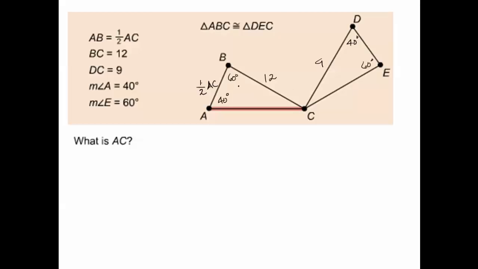So the side opposite the 60, see how DC is opposite E, and it's going to be 9. So AC is opposite angle B, so it's also going to have a measure of 9. So we're going to say AC equals DC. So AC is going to equal 9.